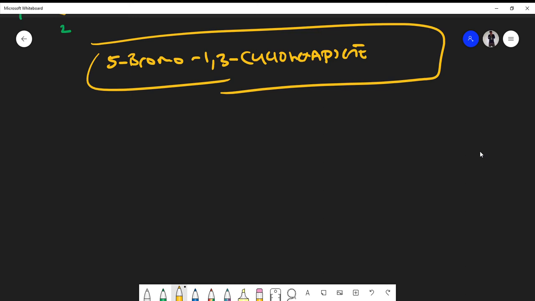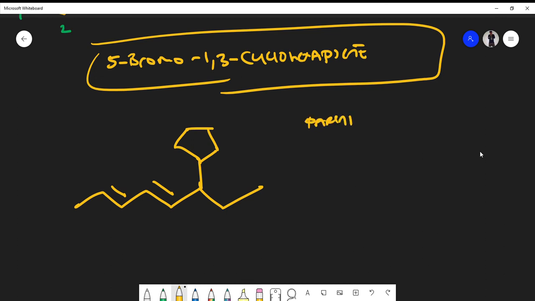What about this one? How to name this molecule? Well, the parent in this case would be the longest continuous carbon chain. So this would be 1, 2, 3, 4, 5, 6, 7, 8. All right. So in this case, this would be octene, but because we have two double bonds, we have to say this is an octadiene.